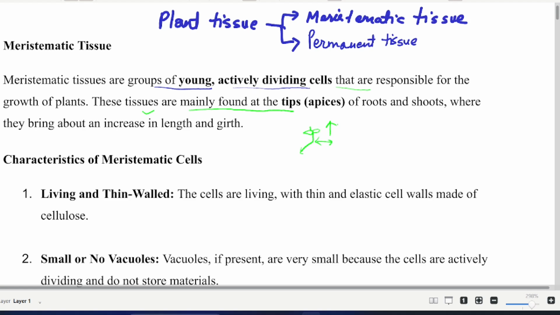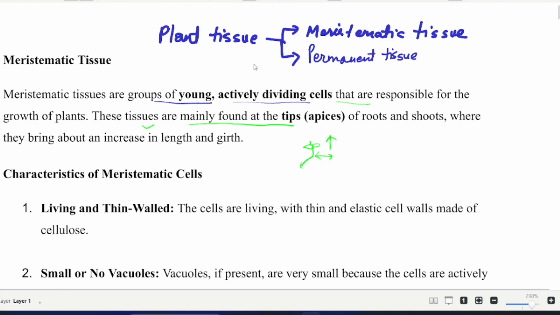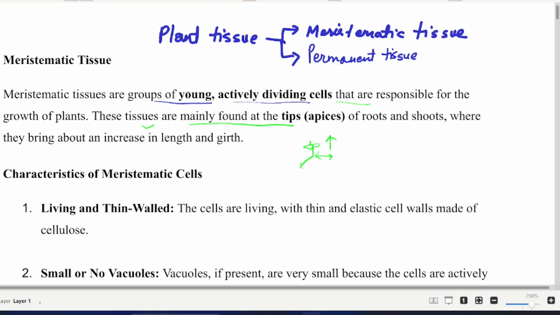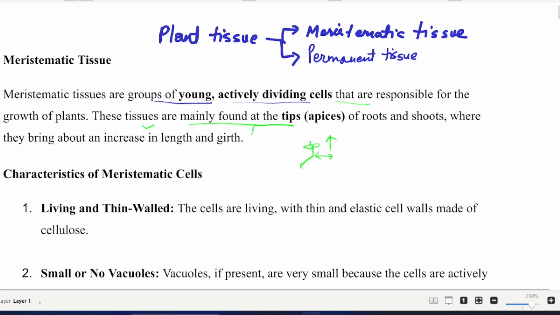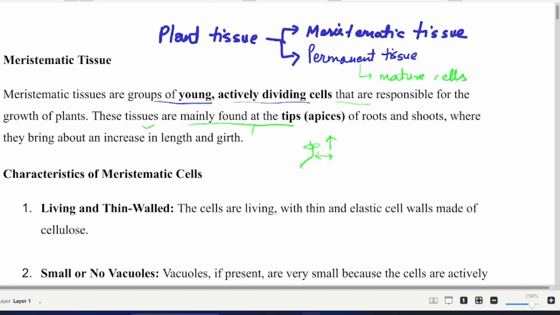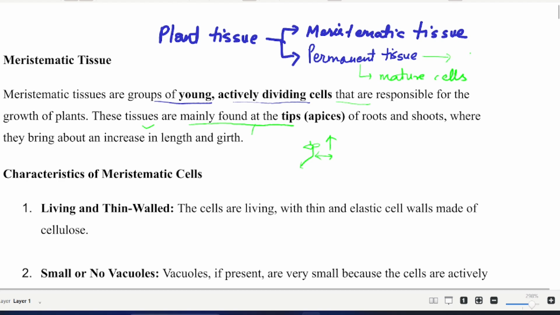Now let's talk about the characteristics of meristematic cells. Before that, let me clear that meristematic tissues are the actively dividing cells, whereas the permanent tissues are the composition of mature cells. In case of meristematic tissue, they are found at the tips of root and shoots, which bring the increase in length and width, whereas the permanent tissue are specialized to perform specific functions like support, storage, or transport.